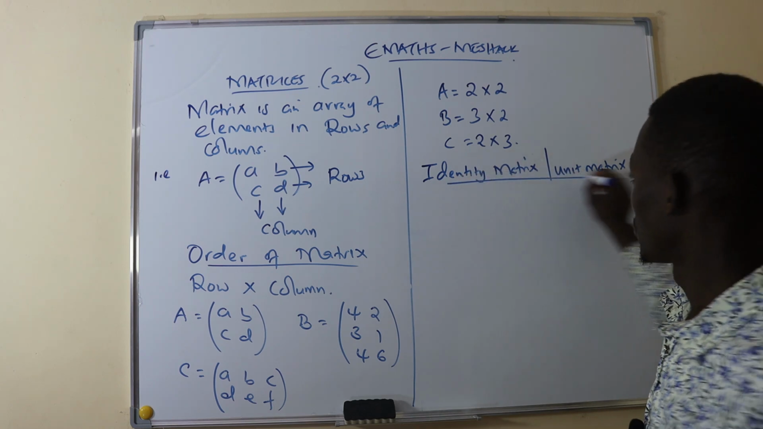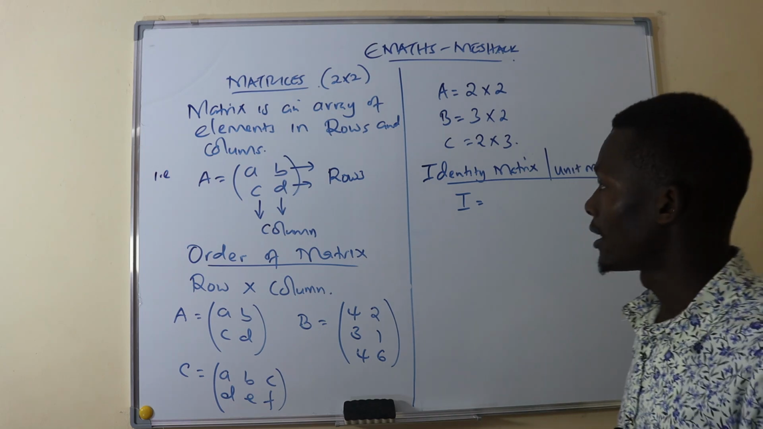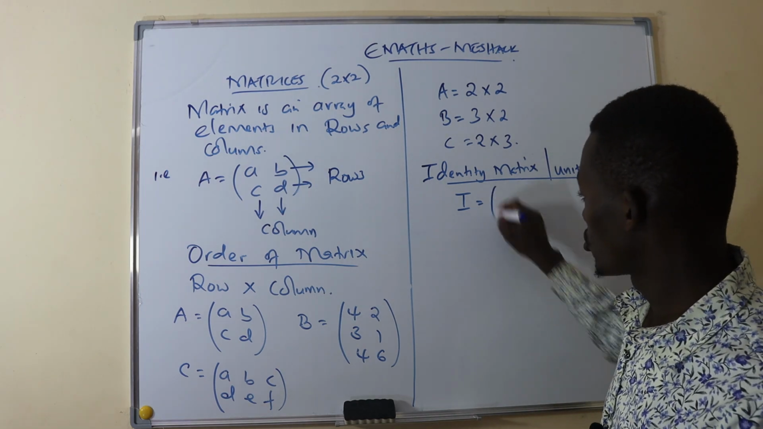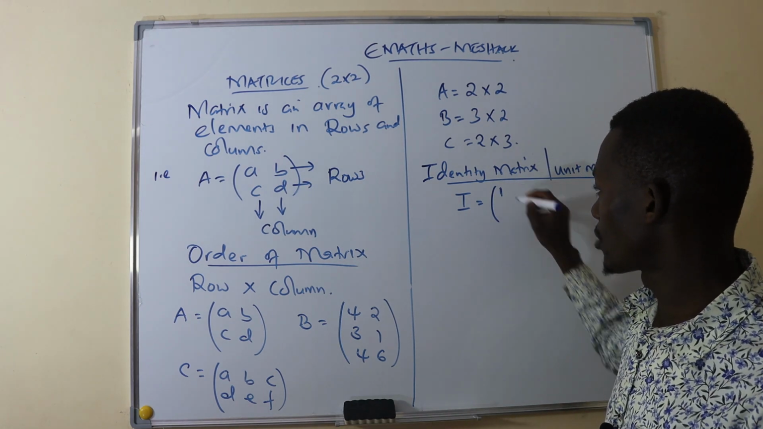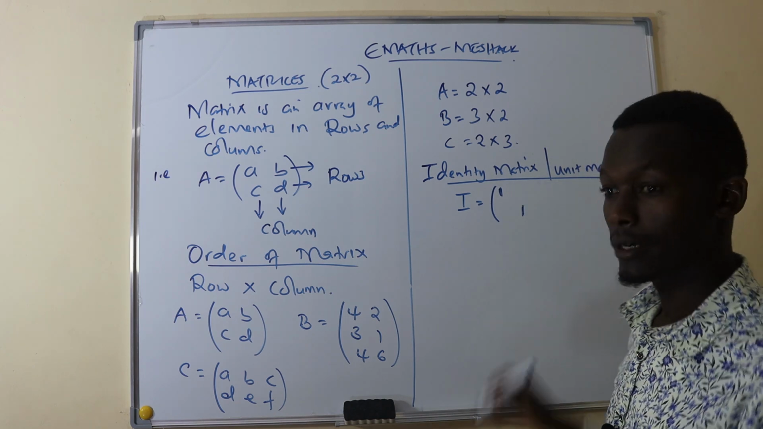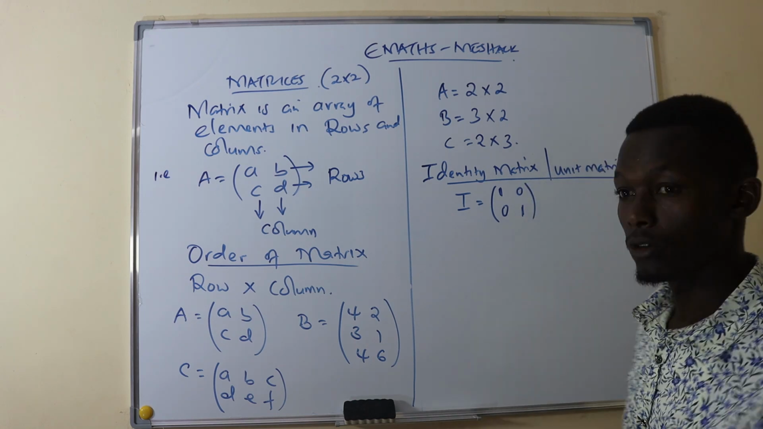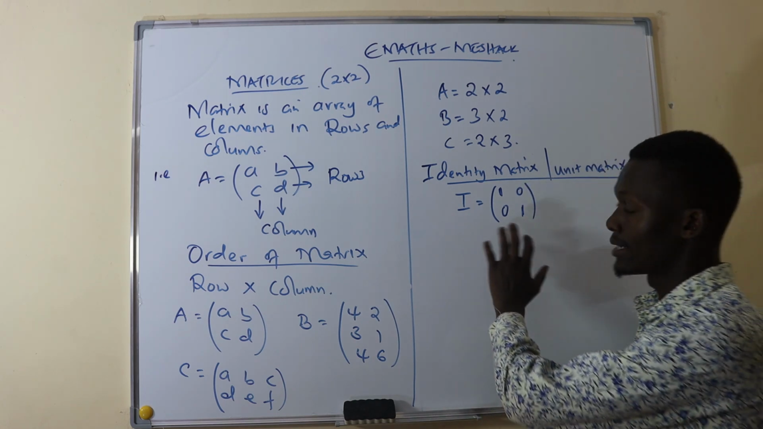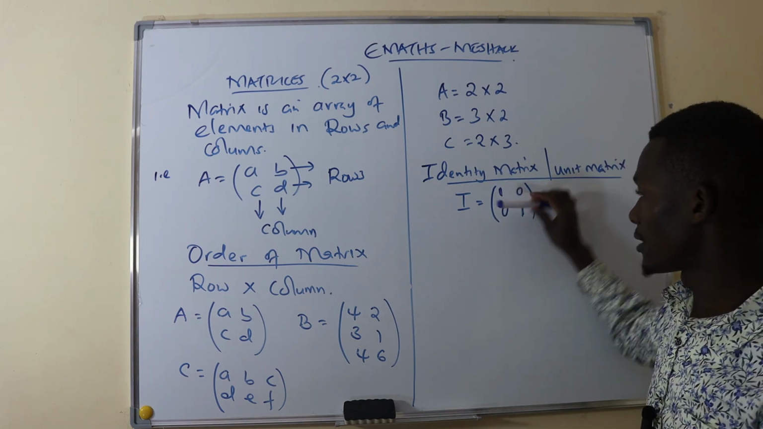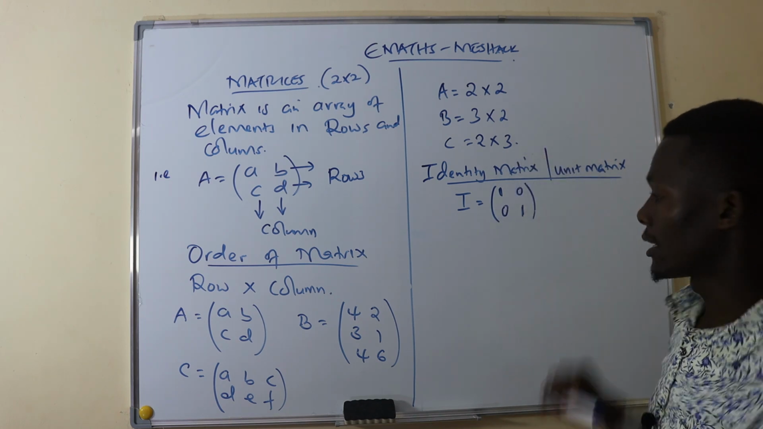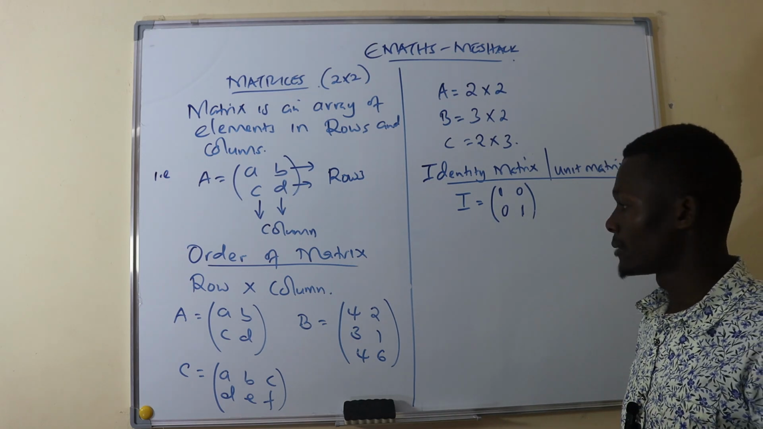Unit matrix. A unit matrix, given by I, is written in a 2 by 2 as the matrix where the main diagonal are all ones, and all the other elements are zeros. This one is called an identity matrix. The main diagonal numbers are ones, then the other diagonal, the minor diagonal numbers, are all zeros. So we have this for a 2 by 2 matrix.